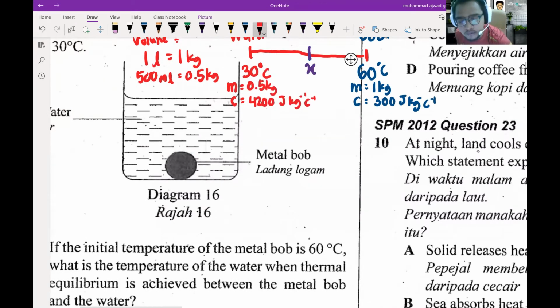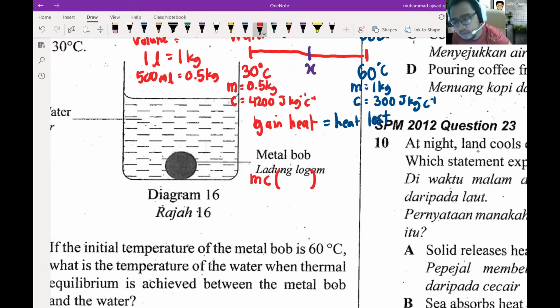Macam mana kita nak kira? Water akan buat apa? Water akan gain heat, while the bob will be releasing heat. So bob tu dia lebih ada heat loss. Okay, bila thermal equilibrium, heat gain akan sama dengan heat loss. So the formula will be mc theta. Okay, kenapa cikgu nak ajar ni?